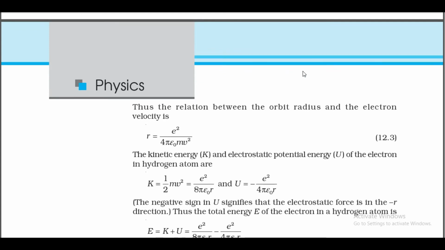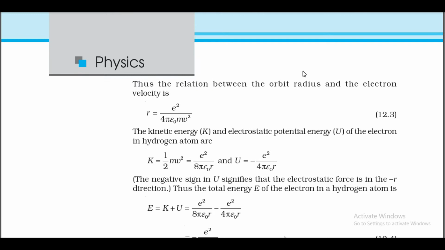The kinetic energy K and electrostatic potential energy U of the electron in hydrogen atom are K is equal to 1 by 2 mv squared is equal to e squared by 8 pi epsilon naught r, and U is equal to minus e squared by 4 pi epsilon naught r. The negative sign in U signifies that the electrostatic force is in the minus r direction.